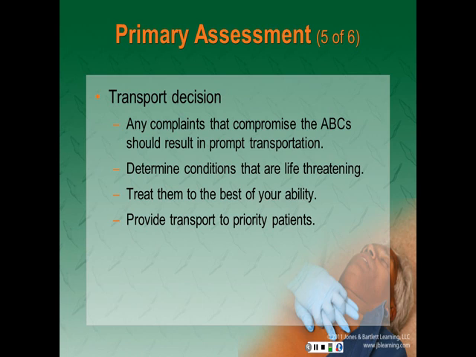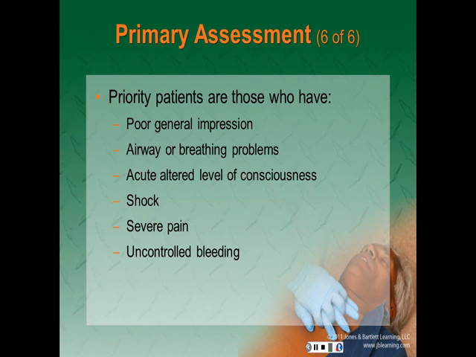Your most important task is to determine conditions that are life-threatening, treat them to the best of your ability, and provide transport to priority patients. A priority patient includes patients who have a poor general impression, any airway or breathing problems, an acute altered mental status, shock, severe pain, and uncontrolled bleeding. Elderly people do not have the reserves that younger people do, and they easily decompensate. You should consider early on if ALS treatment and immediate transport is appropriate and available.